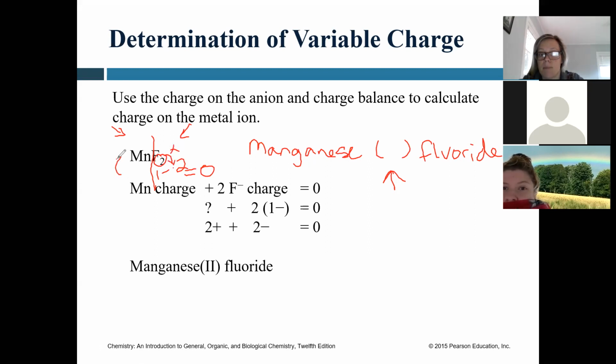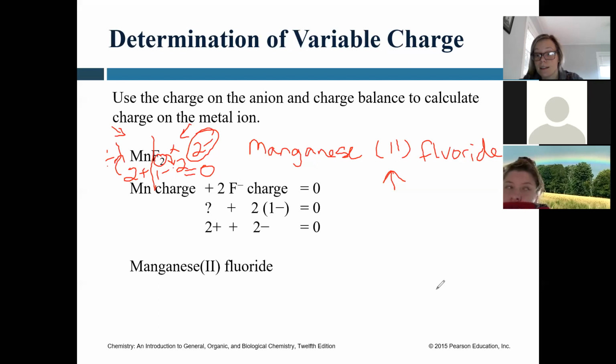If you're going from here up, and we'll talk about that a little later, you divide. So I've got a total of a 2- charge, right? If this is a 2- charge, what has to be the charge over here on the metal side to balance it out? This has to be a 2+ charge. How many of them are there? There's only 1, so I take the 2+ and divide it by 1, which is 2+, right? So this becomes manganese 2 fluoride.